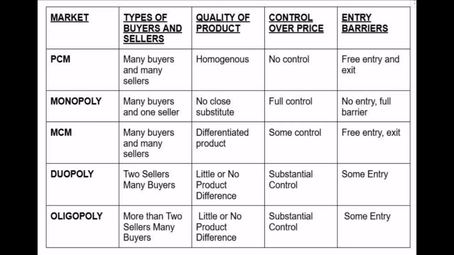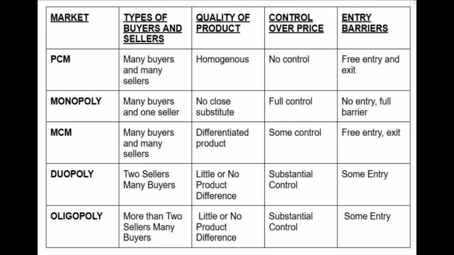About entry barriers. Entry barrier here is free entry and free exit, because the competition is really high. In the short run there can be supernormal profit, and even loss. Some sellers will enter the market and get supernormal profit, and then will get loss eventually, but it will ultimately end up in normal profit in the long run. So there will be free entry and free exit.